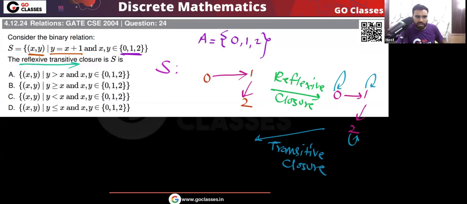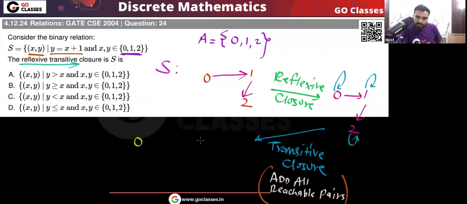Okay, how to find the transitive closure when the graph representation is given? To find the transitive closure, you add all the reachable pairs. Yes or no? How to find the transitive closure, you already know: add all reachable pairs. That's it. Okay, so let me add all the reachable pairs. So you can see 0, 1, 2. This graph is as it is.